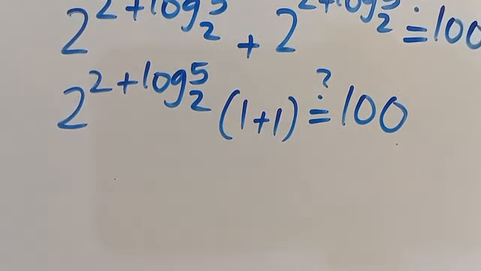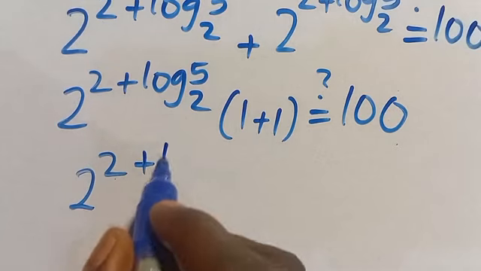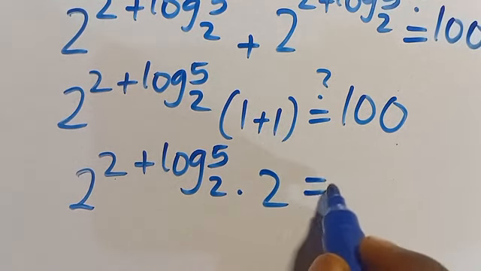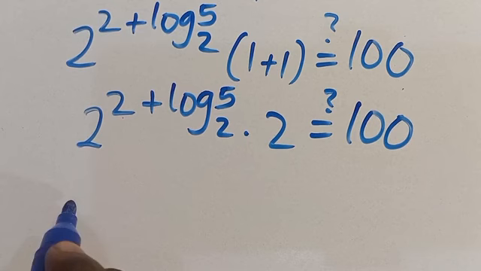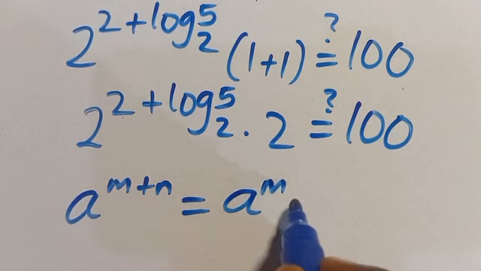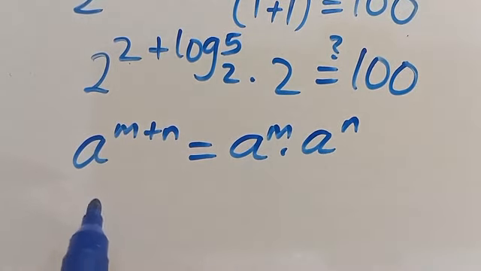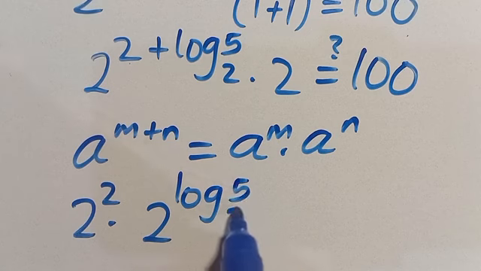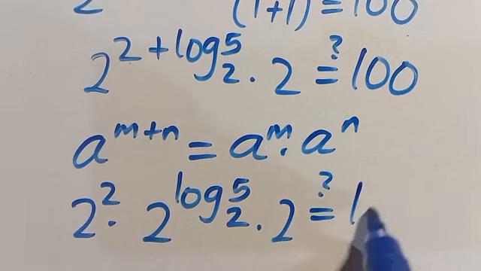So from here, we have 2 to the power of 2 plus log 5 in base 2 multiplied by this 2. Then it's going to give us 80. Also recall from the law of indices that when we have a to the power of m plus n, it equals a to the power of m multiplied by a to the power of n. So applying it here, we can have this as 2 to the power of 2 multiplied by 2 to the power of log 5 in base 2, then multiplied by 2. So is it going to give us 80?